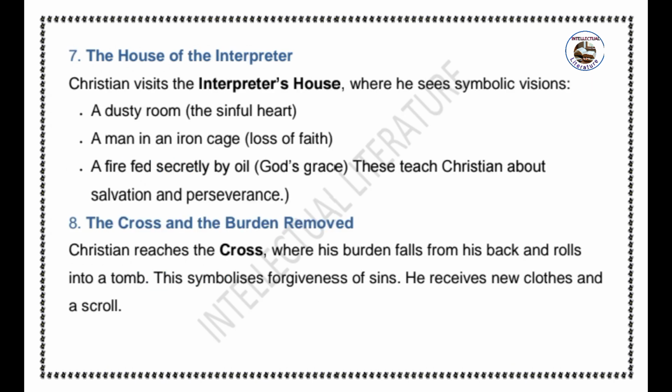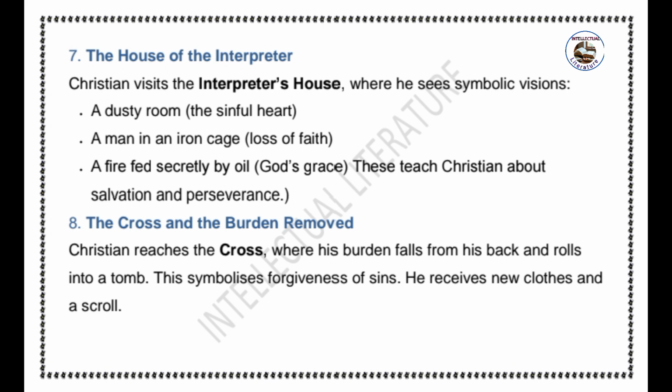Christian visits the Interpreter's House, where he sees symbolic visions. A dusty room, which represents the sinful heart. A man in an iron cage, which represents the law of faith. A fire fed secretly by oil, which is God's grace. These teach Christian about salvation and perseverance.